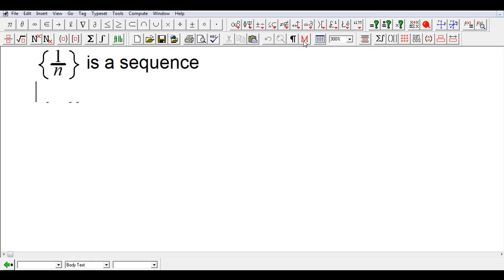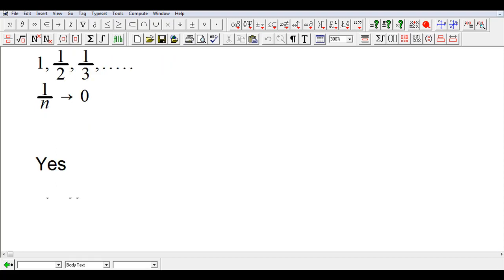Okay, so this is like 1, 1/2, right? Makes sense? 1/3, right? Okay, etc. Does it converge? Yes or no? Yes. Okay, yes, it converges to 0.